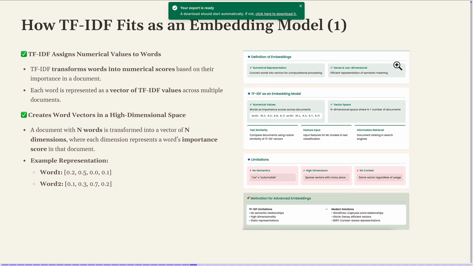So the limitation of TF-IDF, it doesn't carry any semantics. It's high dimension. It's a sparse vector with many zeros.